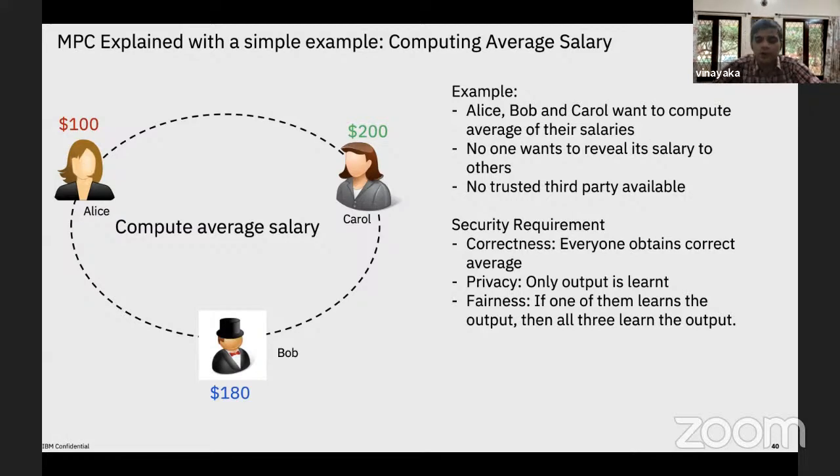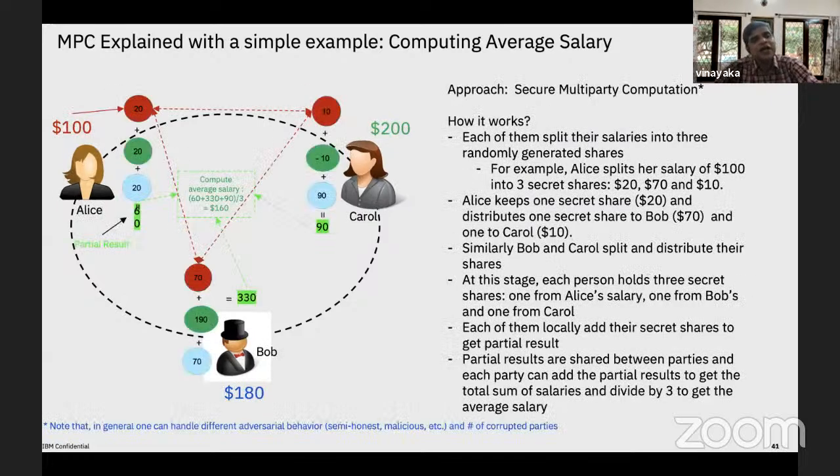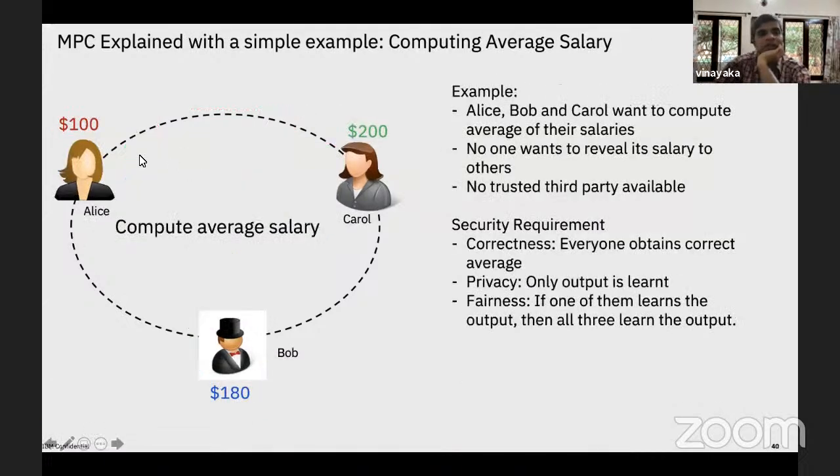Now, how do they go about doing this? Again, it's a very, very simple thing. Everybody is going to take their number and split it into 3 secret shares, because there are 3 parties. You can see here, Alice is red, Carol is green, and Bob is purple, blue, whatever it is.